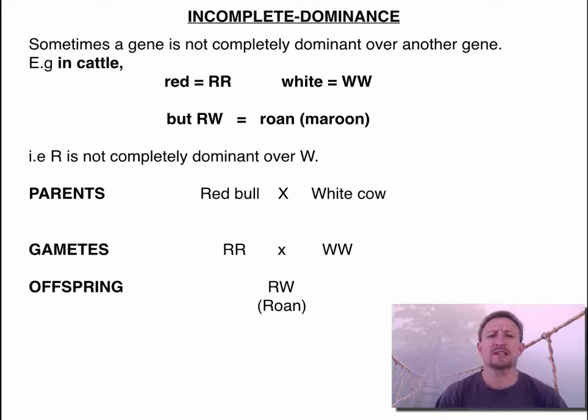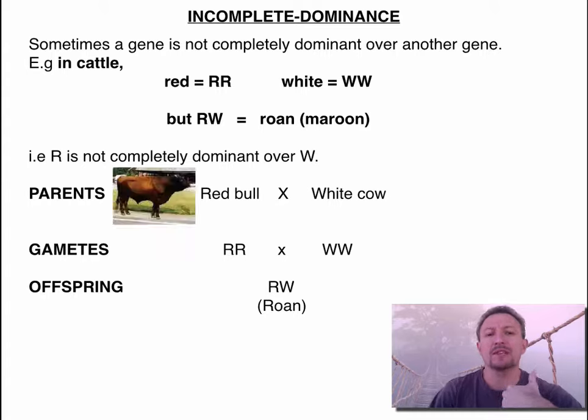So let's look at the genetic cross that we've got in the example here. We've got a red cow which is homozygous dominant for red, so it's got big R, big R. In this case it then mates with a white homozygous dominant cow, so it's WW.